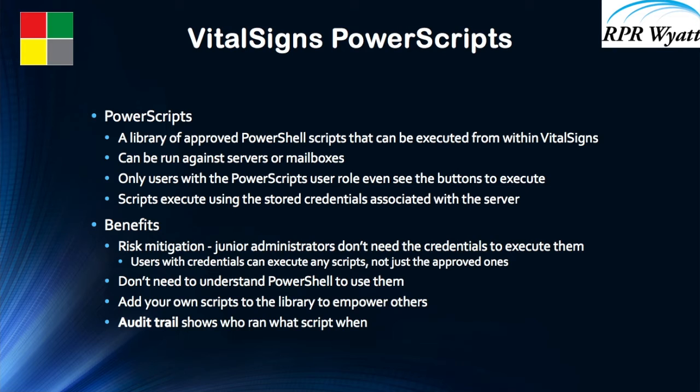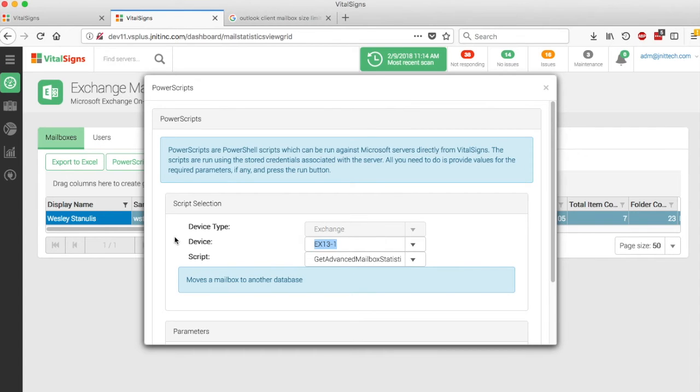Of course, companies can add their own scripts to the library to empower others, because it is typical for companies that have Exchange on-prem to have a library of Power Scripts of their own, but typically these are just owned by a senior administrator or the person who understands them. And the last bit is that if you run these Power Scripts from within VitalSigns, there will be an audit trail which shows you who ran the script and when they ran it. So let's go back to VitalSigns here.